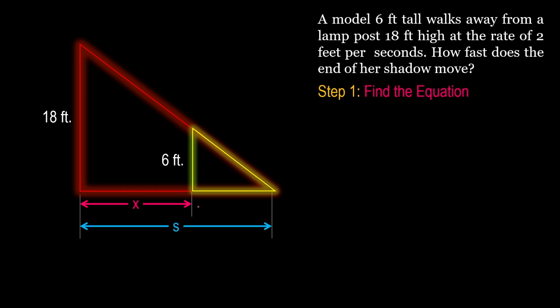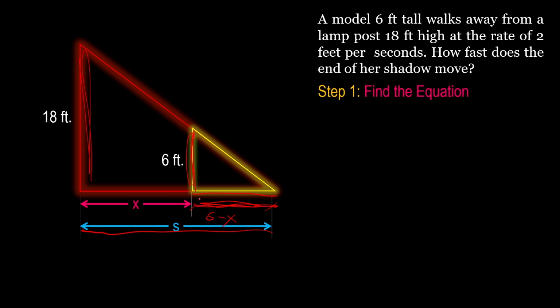Now take note that this distance right here is actually s minus x. And so by applying the ratio and proportion, we can say that this distance, this s minus x, over this distance is equal to this distance over this distance.